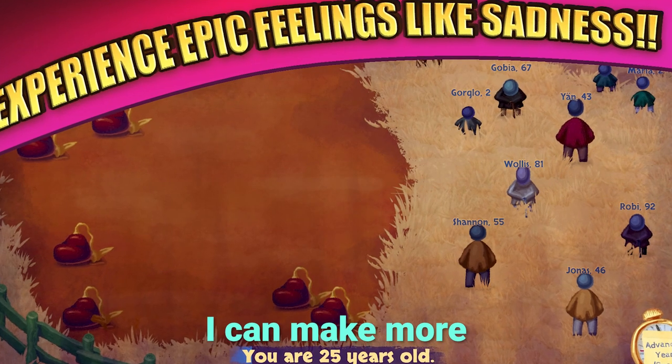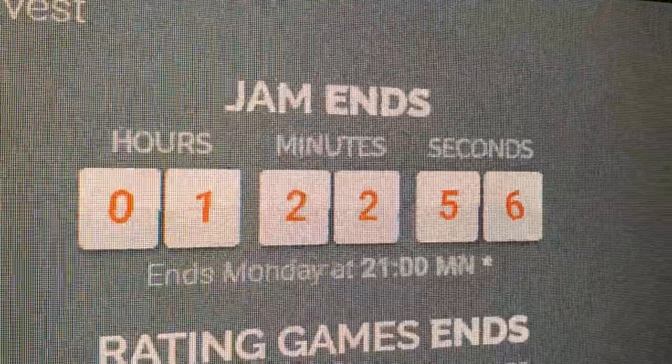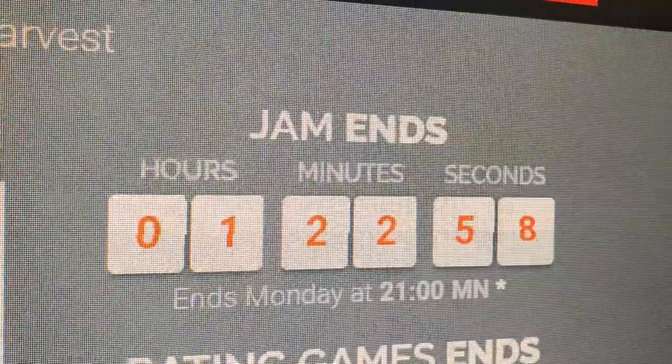I can make more. If you want to know if you're doing things correctly, check out the clock. If the timer of the game jam is going backwards, that's usually a very good sign.